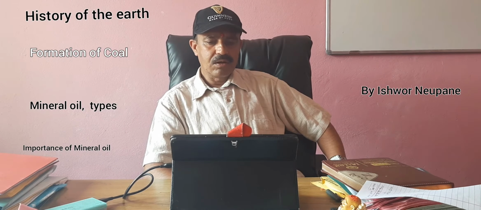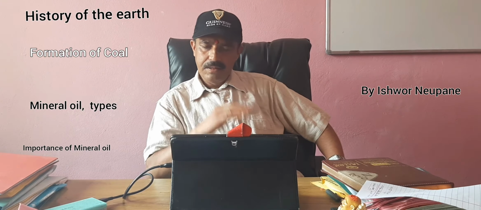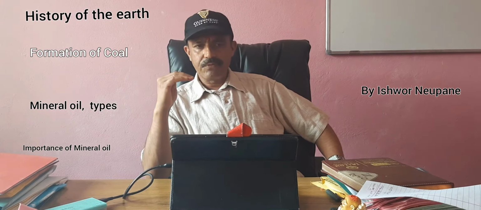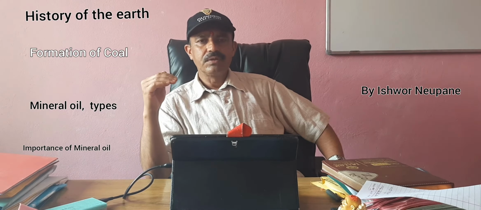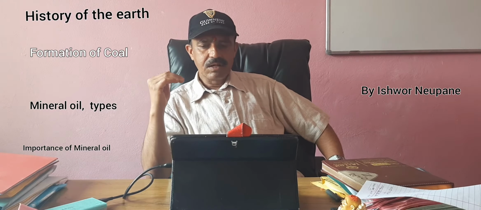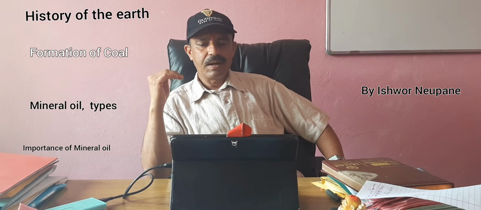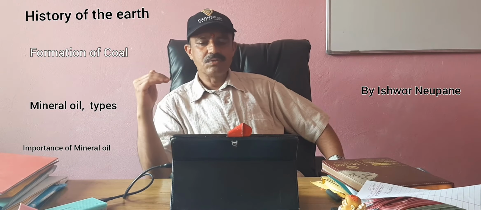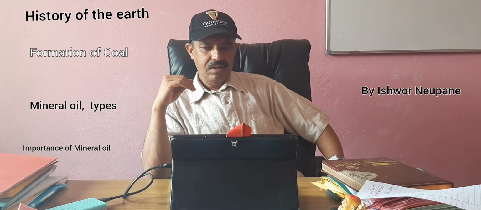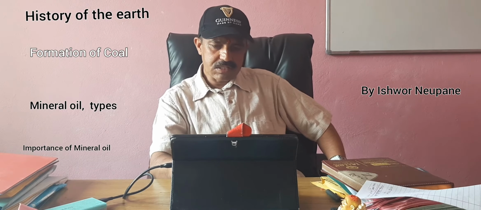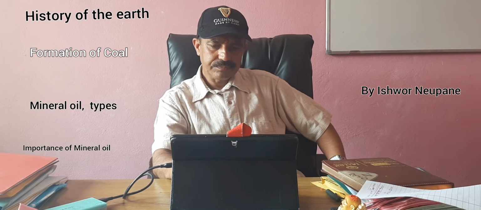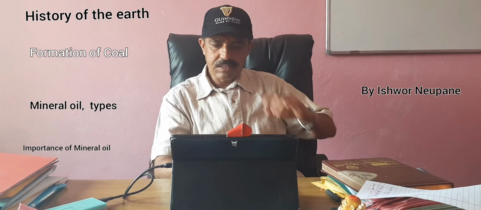Now the question arises, how is mineral oil formed? Remember, coal is formed from the parts of plants, and mineral oil is formed from the parts of plants as well as animals. Plants as well as animals. Now, here is one step. Let's discuss. What is given here?